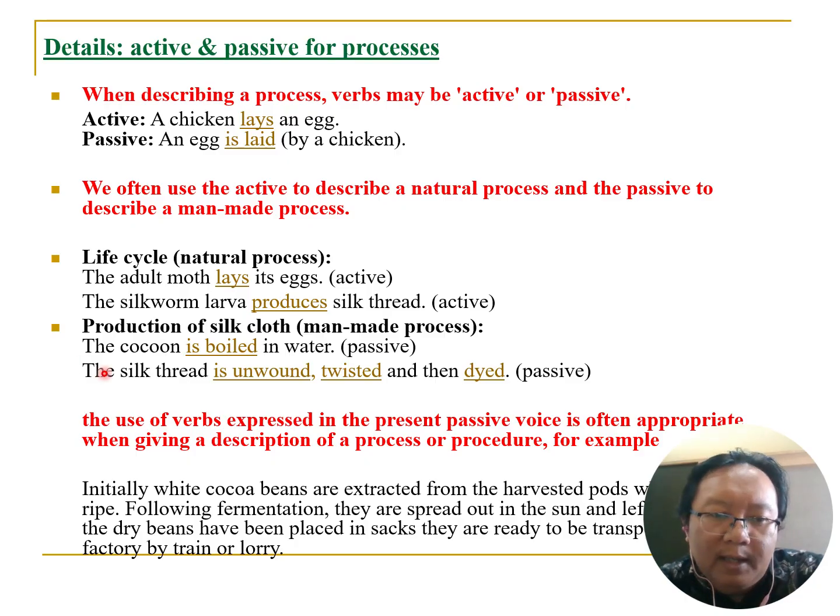You can see here, the silk thread is unwound, twisted, and then dyed. This is passive, because we don't know who exactly did the job, but we need to make sure that we explain it clearly. You use passive voice if it's a man-made process. If it's a natural process, it is better you use active voice.